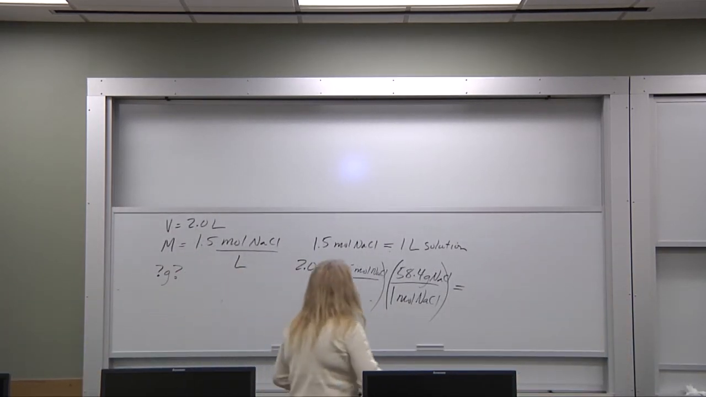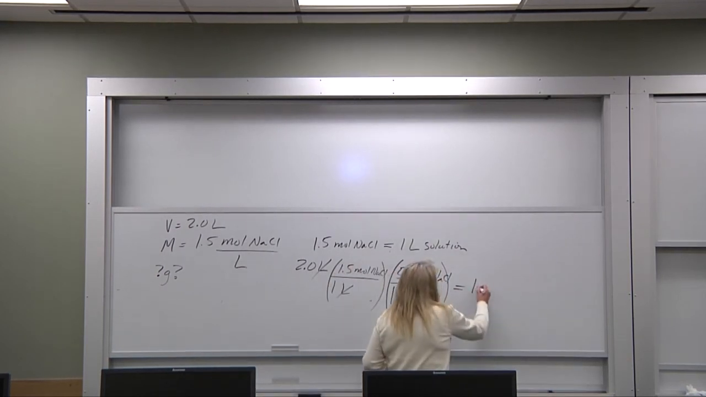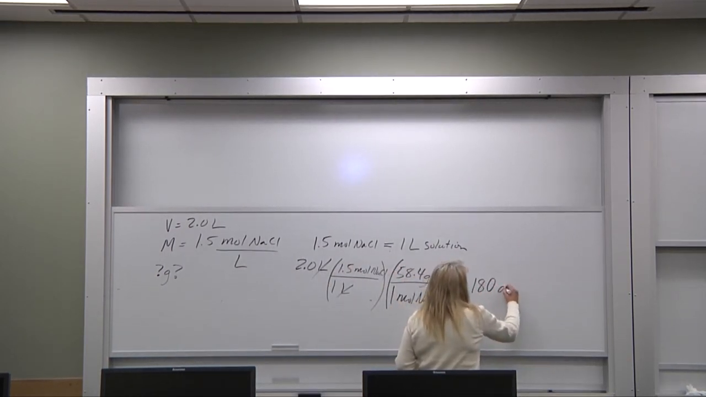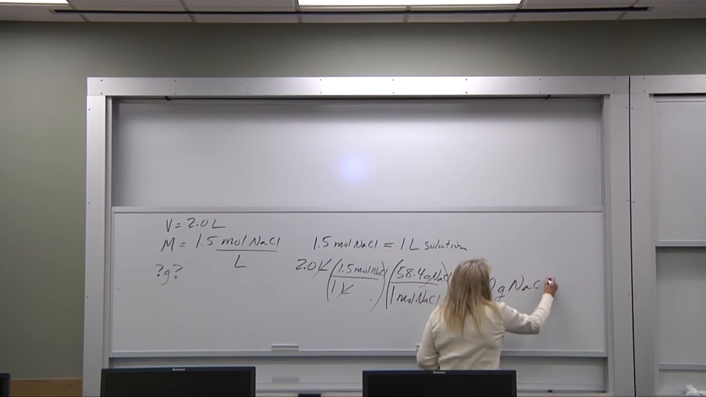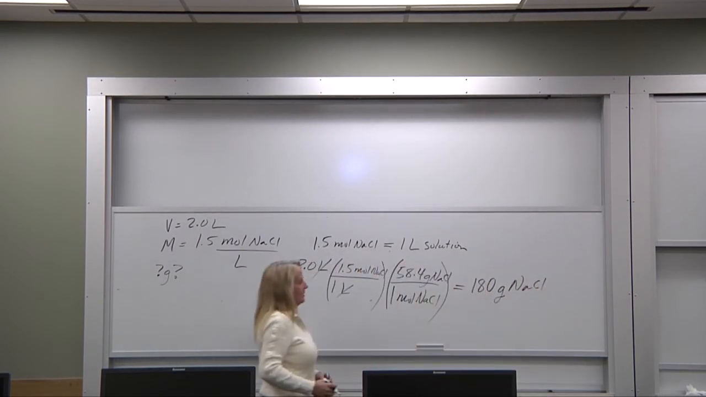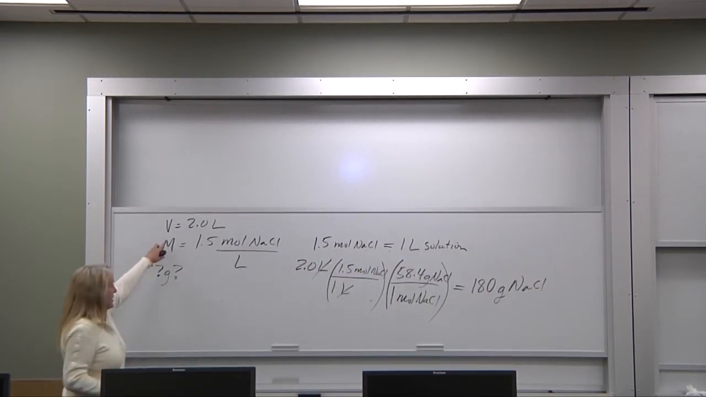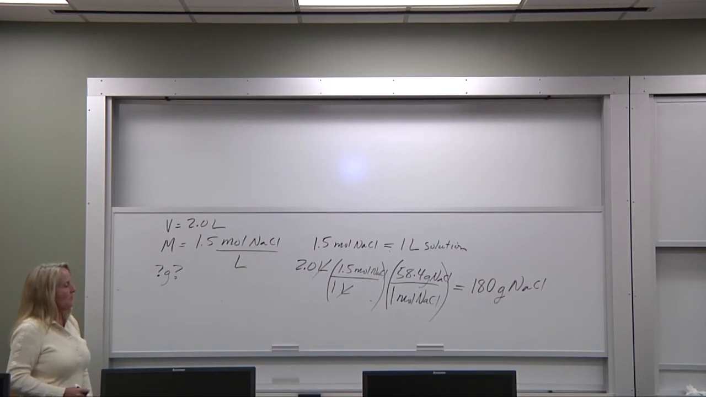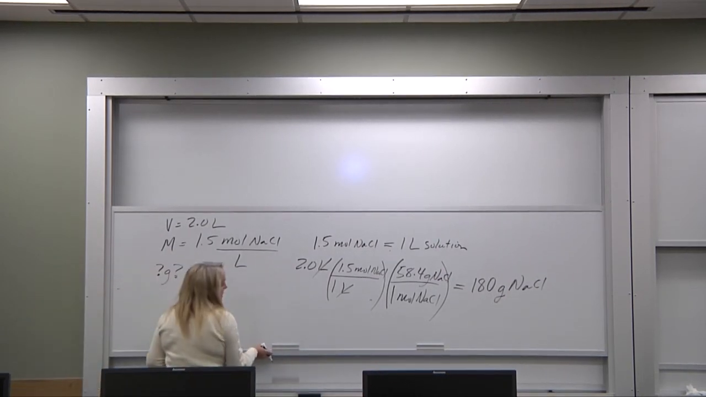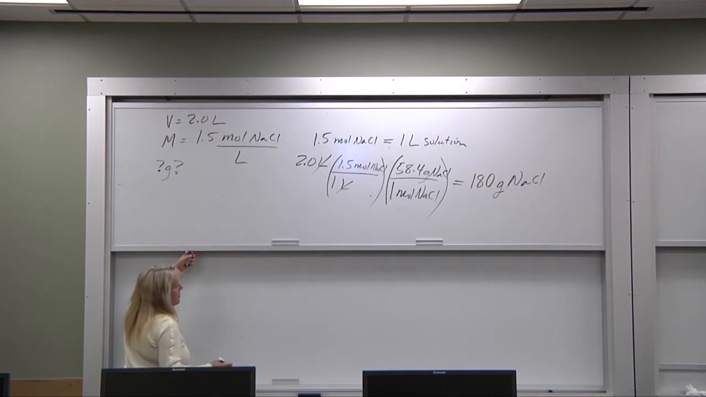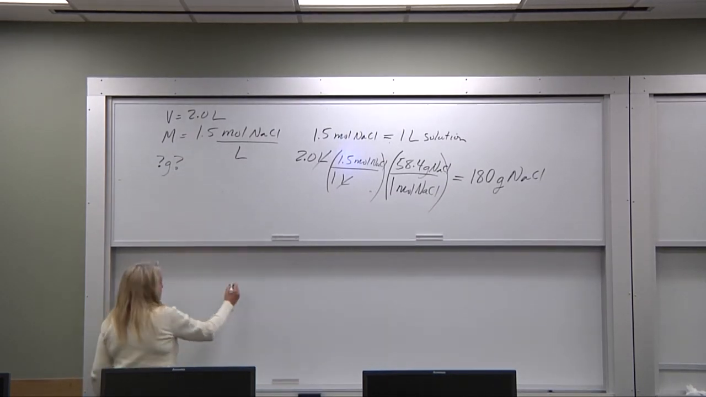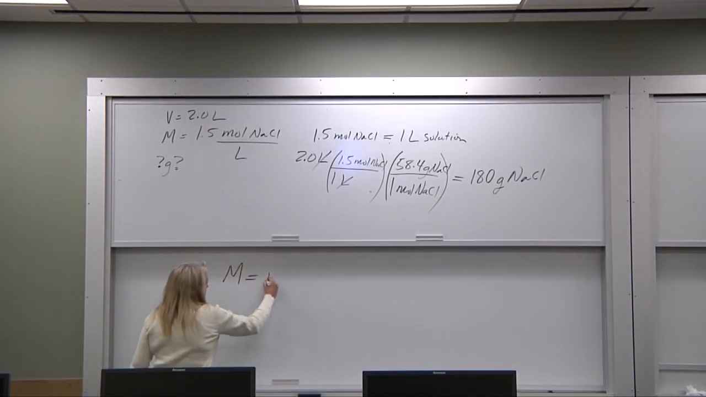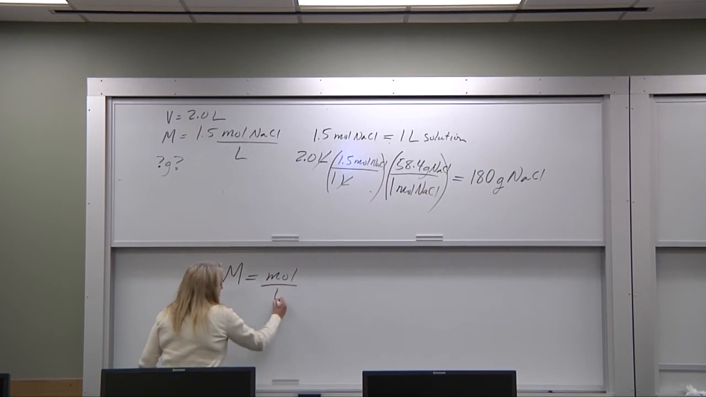So with the right number of sig figs, it'd be 180 grams of NaCl present in 2 liters of that concentration. So that's how you do molarity problems. Remember, molarity is equal to mole over liter.